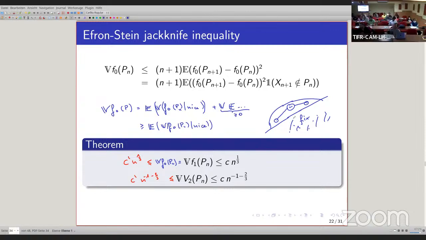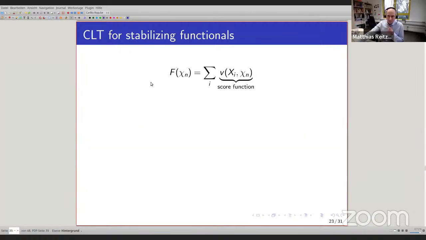Okay, I think I'm nearly running out of time, so let me just make a small remark about the central limit theorem. There are now several ways of proving central limit theorems for this question, and the most recent is the central limit theorem for stabilizing functionals. I just want to explain what a stabilizing functional and the score function is, because this stabilizing functional CLT is for score functions.